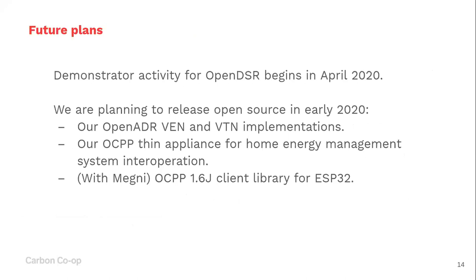So our plans for this year going forward is our demonstrator activity for this project begins in April 2020, so we're hoping to deploy these systems in between 50 and 100 houses, primarily in Greater Manchester and primarily in our membership base, houses which generally speaking have multiple electrical appliances that we can control.